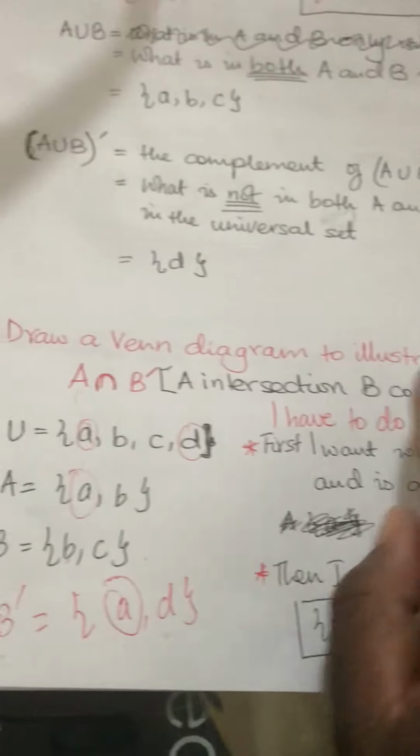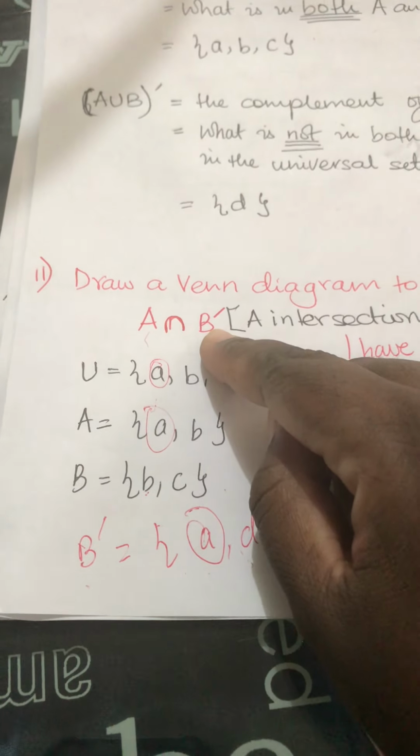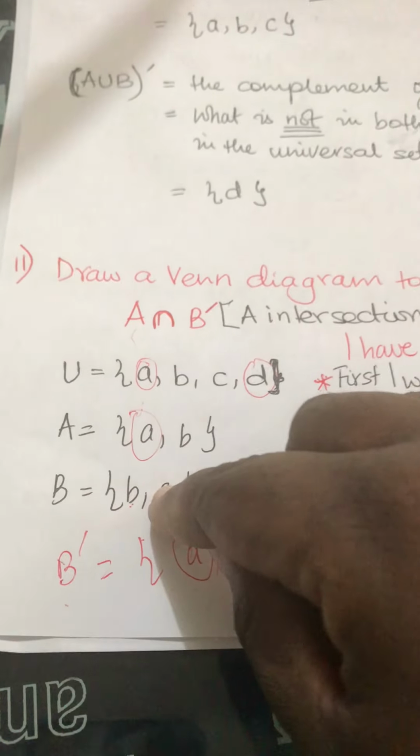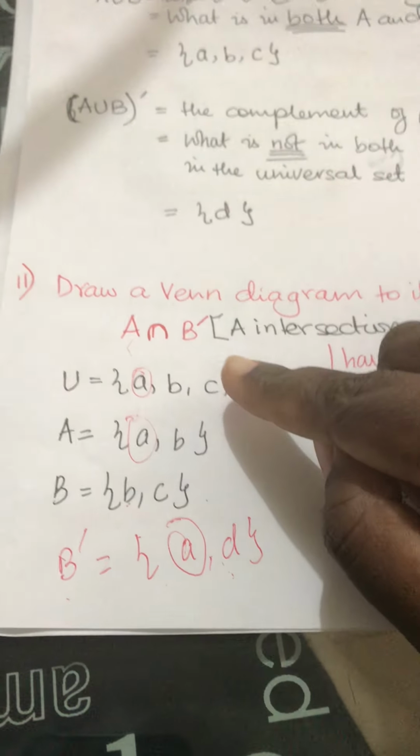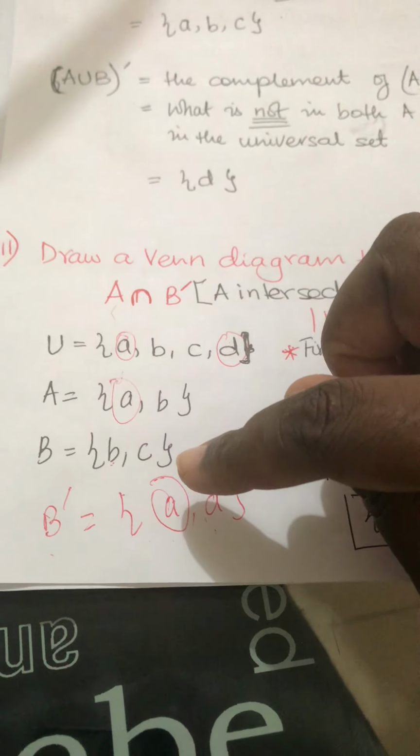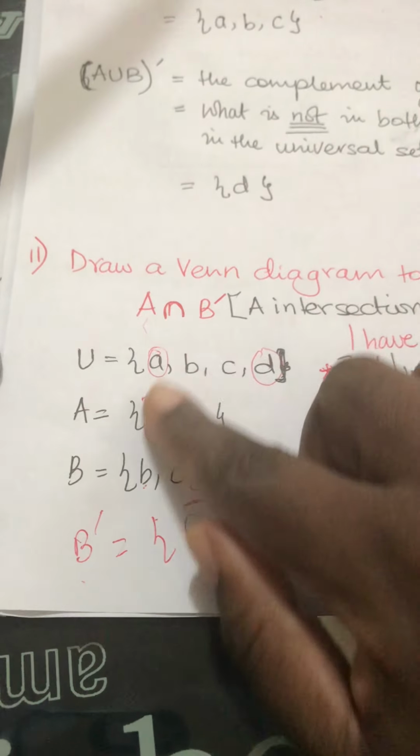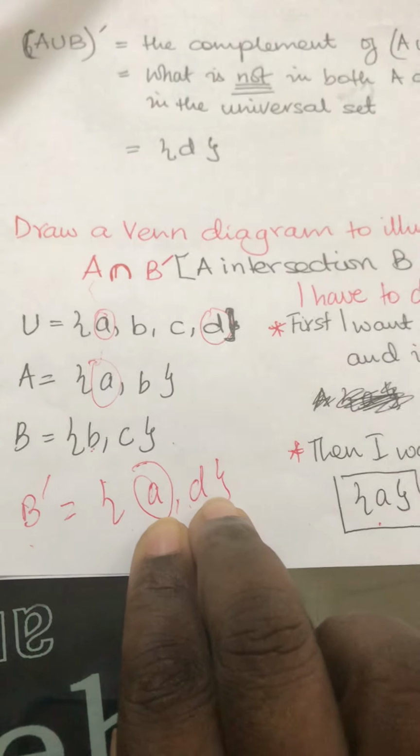So let's do this one. Draw a Venn diagram to illustrate the set A intersection B complement. So first, you need to know how to find B complement. B complement means you are not in B, but you are in the universal set. So I cross out B and I cross out C. I am left with A and D. So B complement is A and D.